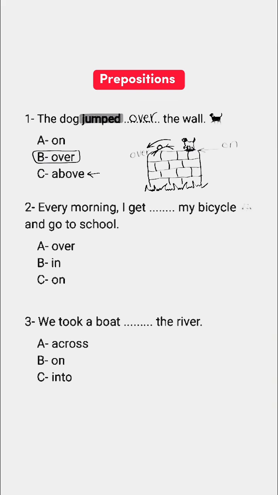This one. What about this? Above. Well, if there is something here, like a lamp or something, not touching the wall, we say above. The lamp is above the wall. So again, we use on if the thing is touching. We use above if not touching. And we use over if it's moving from one side to the other.